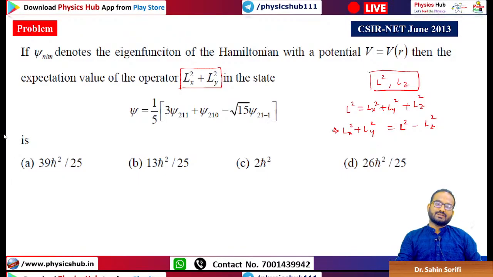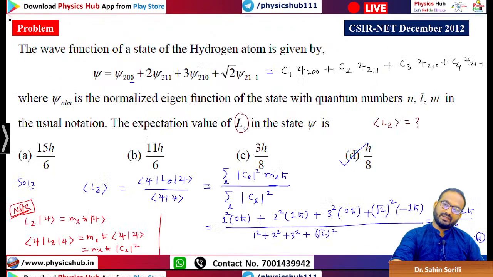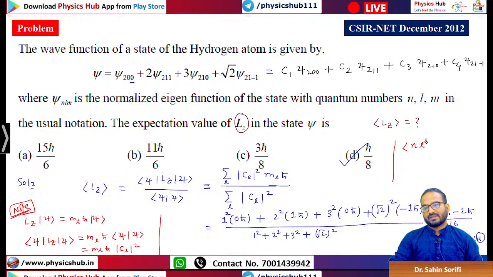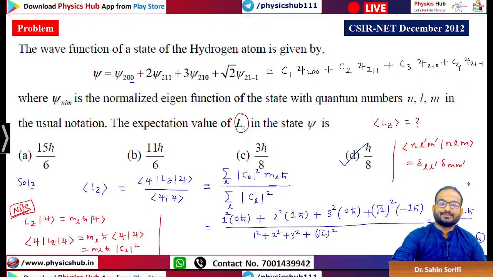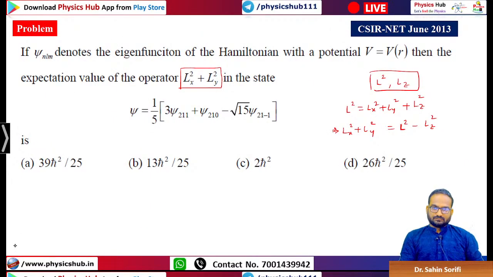Look, the orthonormalization condition will look like this. I am writing the orthonormalization condition here. Let's say n l prime m prime, if we consider that n is the same, n l m, this is equal to delta l prime l delta m prime m. Okay, this is what the orthonormality condition looks like. Can you do this problem?